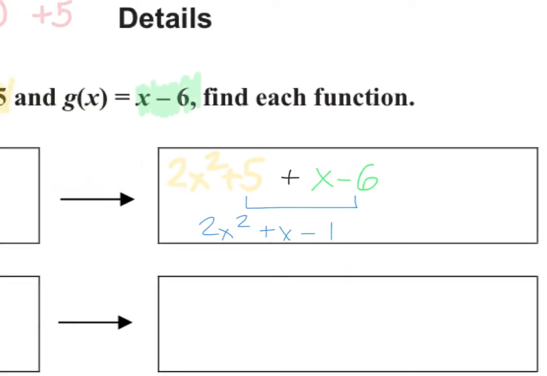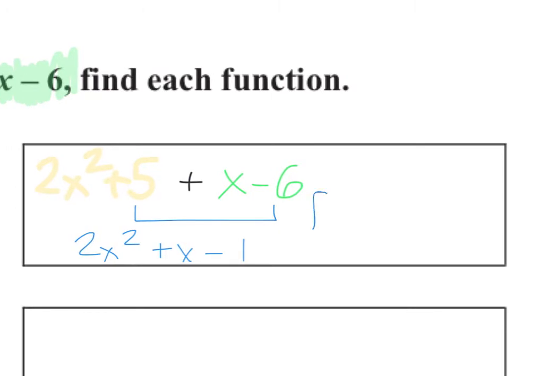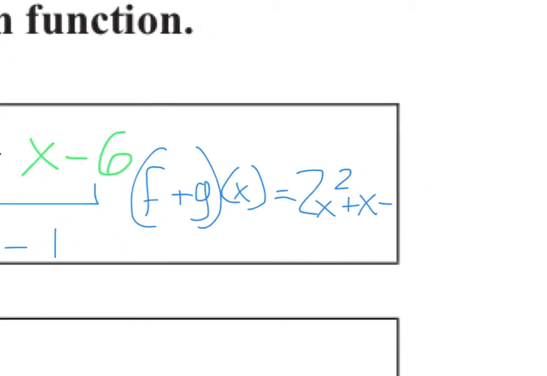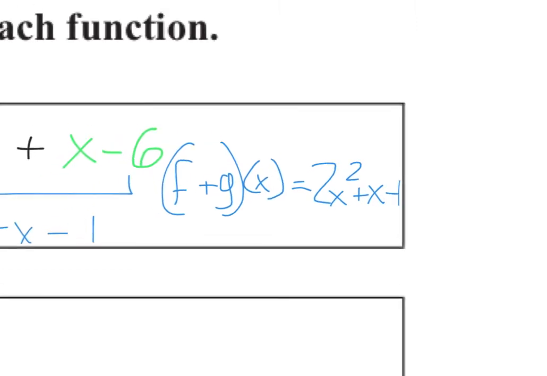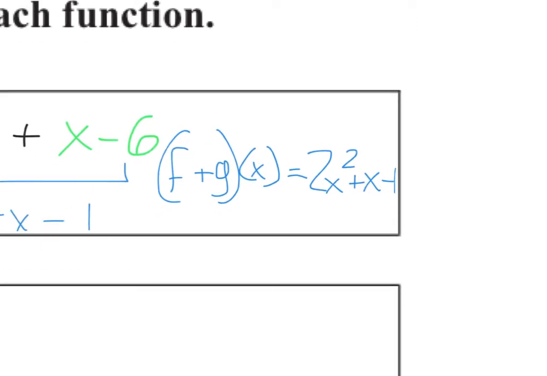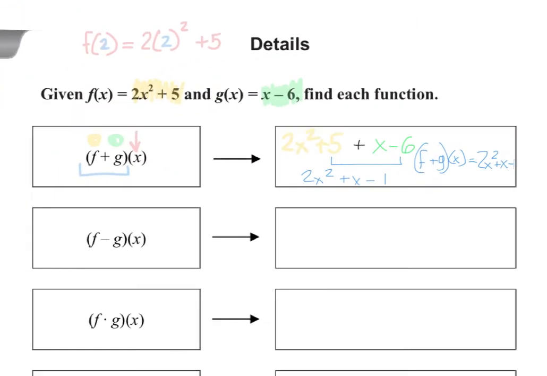So what this tells us is that f plus g of x is equal to 2x plus x minus 1. So that is those two functions put together.